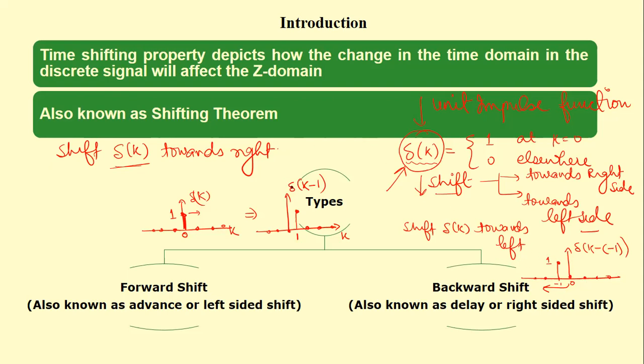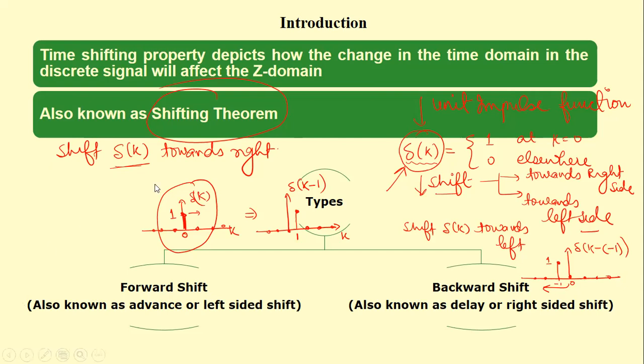Now what we have done: originally this delta k exists at 0. Its occurrence is at k equal to 0. However, when we shift this function, its occurrence or existence changes in time. This is what shifting is. Shifting is a very important concept used in discrete time systems and for various types of applications. In this lecture we will discuss the shifting property of Z transform, which we also call the shifting theorem.